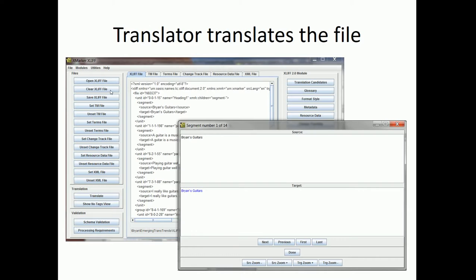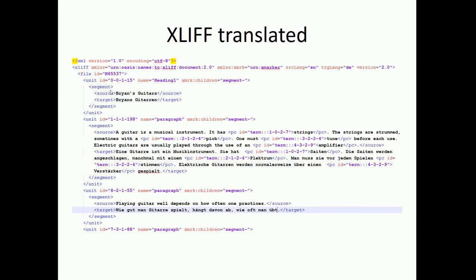So we see that this one has Brian's guitars. The translator would translate that into German and then move on to the next segment, next segment, next segment, until the whole file was translated. Once the whole file is translated, you see that we now have the source in English and the target in German. Source, target, source, target, source, target, including some inline elements where we've identified these as terms, and that'll be important as we get a little bit further into the other translation open standards. So now we have this XLIF file that's been translated.